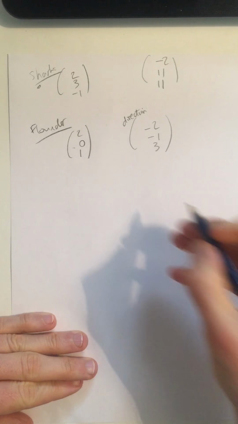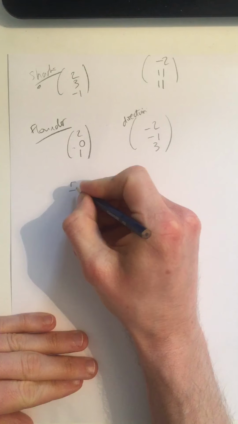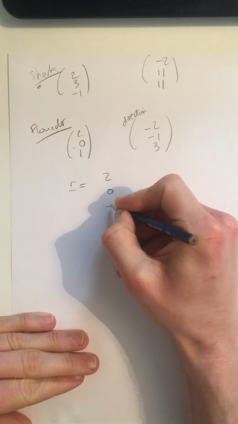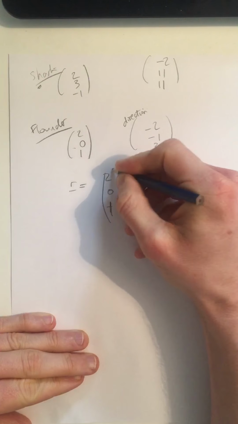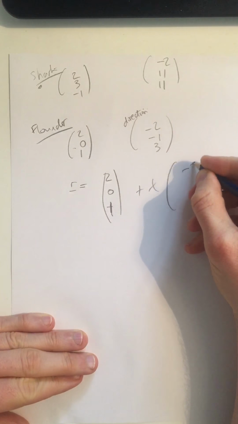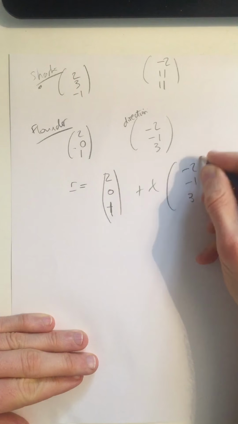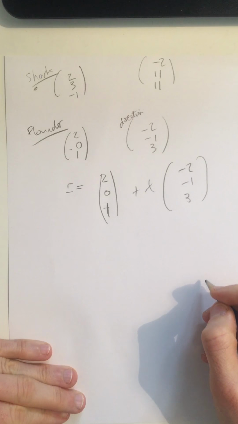So let's do, well, the flounder's pretty easy to do. The equation for the flounder is going to be (2, 0, 1) plus lambda (-2, -1, 3). So that's for the flounder.